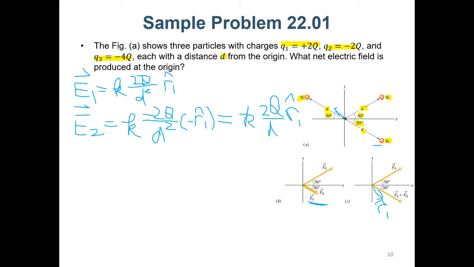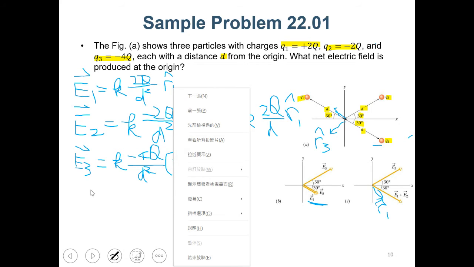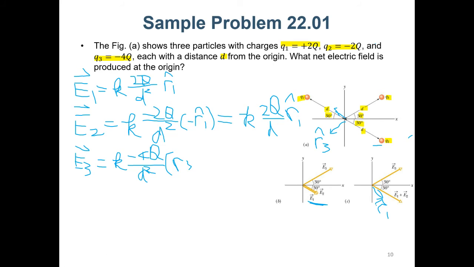So this is E2, and for E3, we can define R3 hat in this direction. So E3 is K times minus 4Q over D squared times R3 hat.